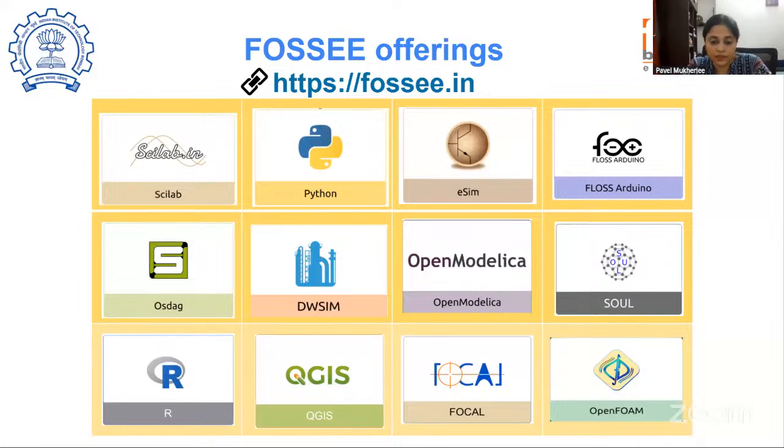GIS, for mapping, is widely used by all industries now. R, I just mentioned, is for statistical tools and data analysis. We also have, I don't know, this slide is not complete. Actually, I cannot view the FOCAL, some black bar is there. FOCAL is a branch of FOSSEE that offers animation related software, 2D and 3D animation and graphic design.